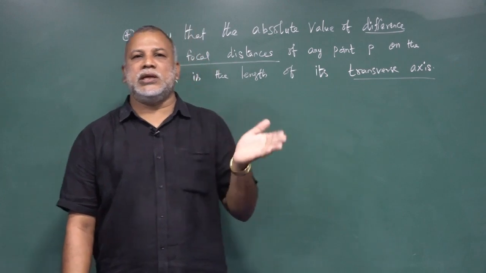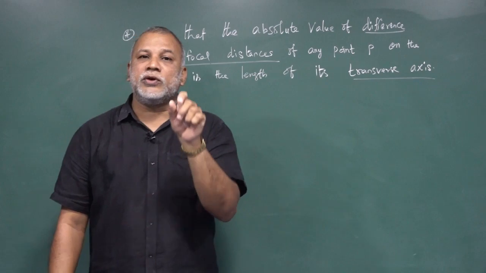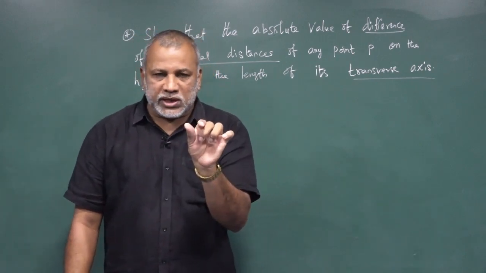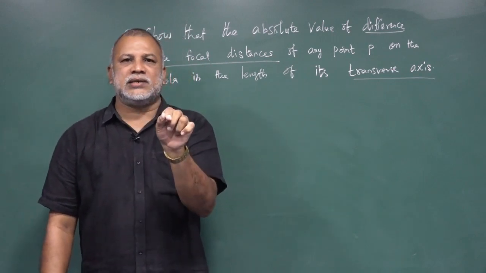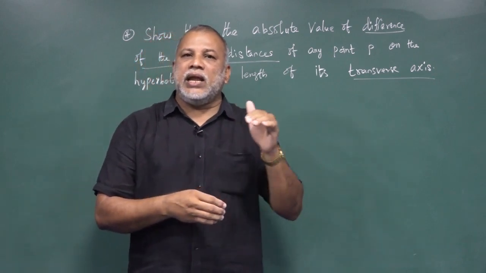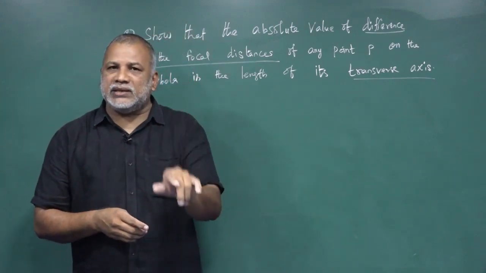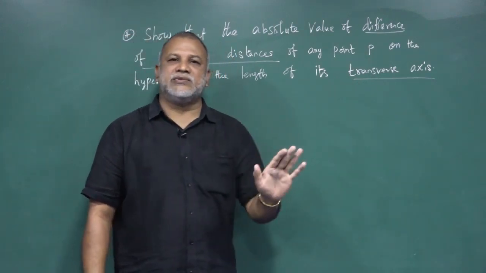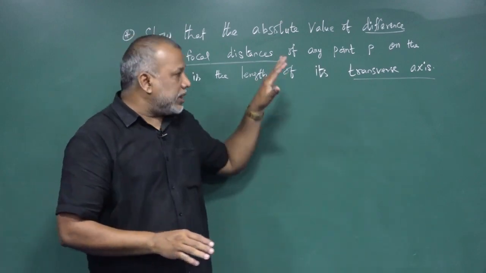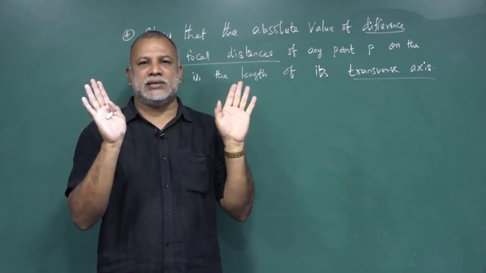That is the focal property of an ellipse. Read the concept: the sum of the focal distances of any point on an ellipse is equal to the length of the major axis. Once again, listen to the word. There you are using the word length of the major axis, here length of the transverse axis. Both give the same result, 2a.